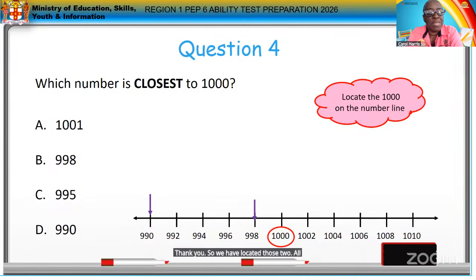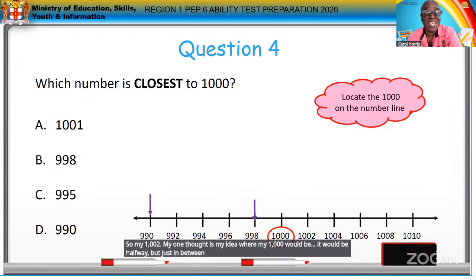All right, and let me see now. Where would I locate 1001? Where would that be? Type in the chat for me where 1001 would be. In the middle of 1,000 and 1,002. So my 1,000 and 1,002 give me an idea where my 1,001 would be. So it would be halfway. We can't just say between. We'd have to say exactly between or halfway between 1,000 and 1,002. Excellent. Halfway between. Thank you for that.